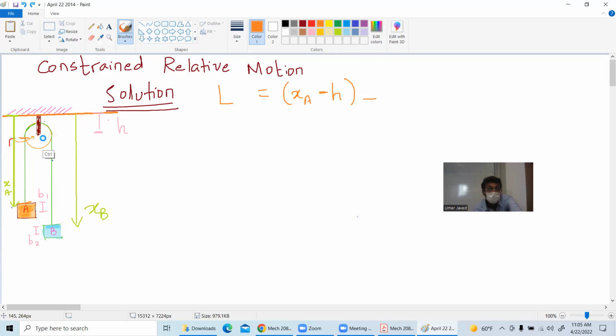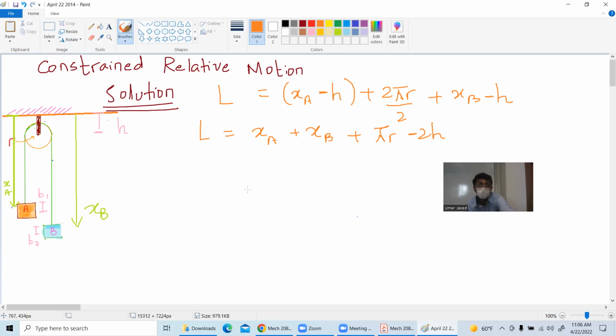Okay, hang on with me, please. We arrive here, then we do 2 pi r divided by 2. Then I will add this chunk. So I will say plus 2 pi r over 2 plus XB. But the problem is that I have to do XB minus H. Please stop me if it's confusing. So L equals XA plus XB plus pi r minus 2H. Agreed? Minus 2H.